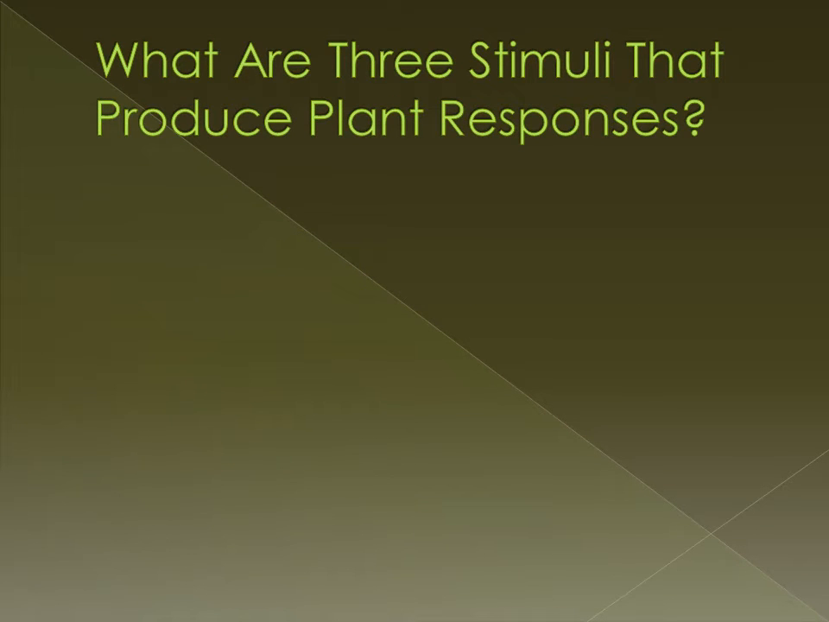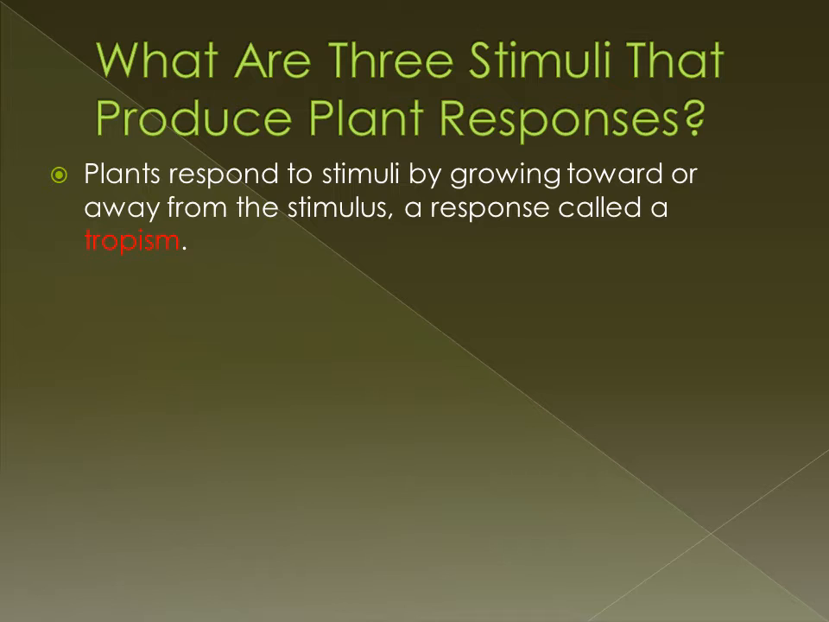So first of all, what are three stimuli that produce plant responses? Plants respond to stimuli by growing towards or away from the stimulus. What do you mean by stimulus? This response we can call tropism. So a plant's response towards a stimulus we can call tropism.